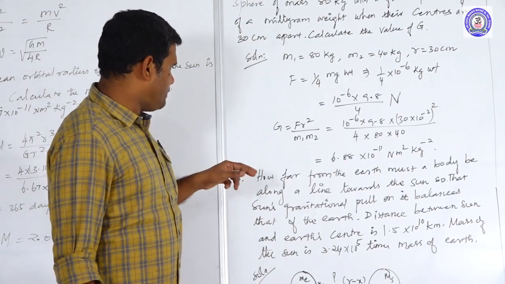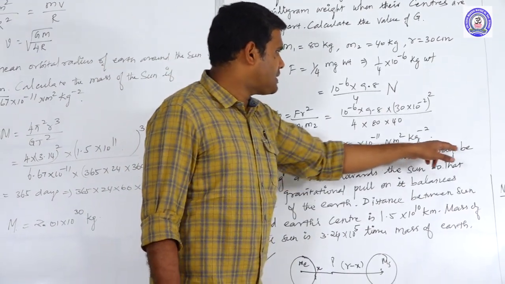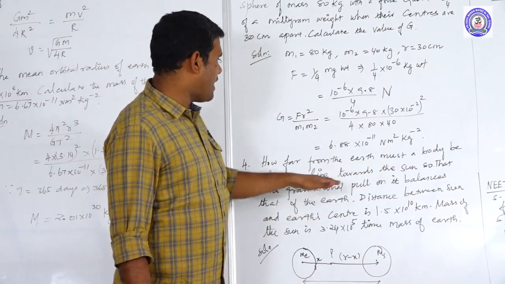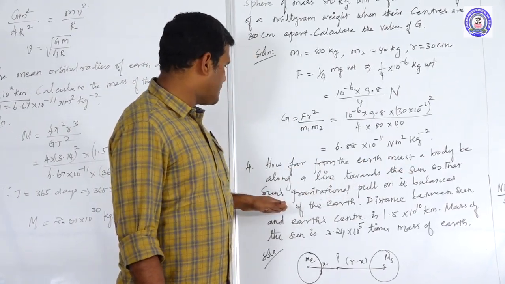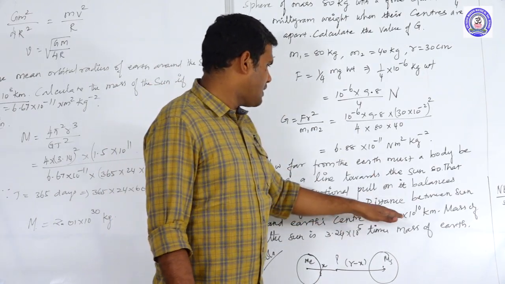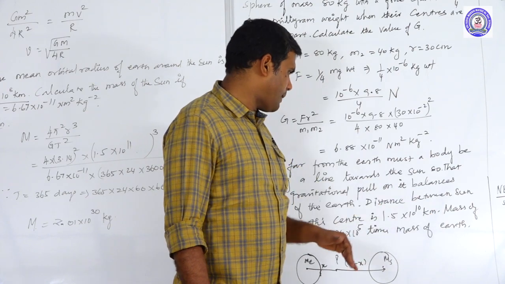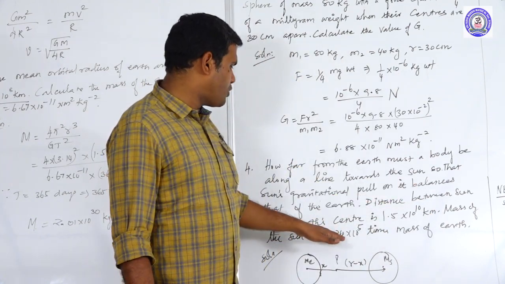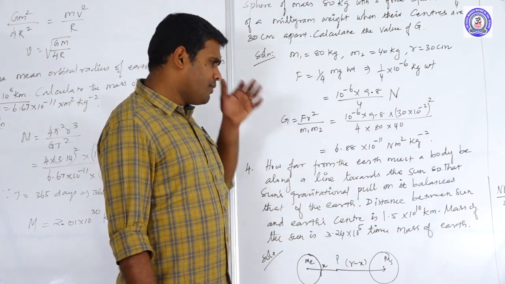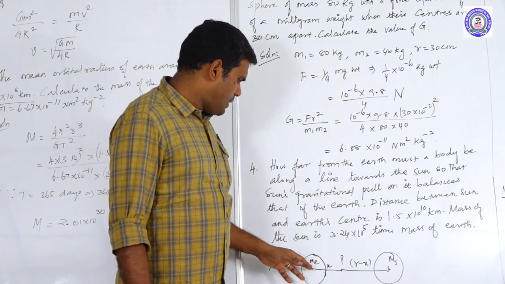Now, fourth one. How far from the earth must a body be along a line towards the sun so that the sun's gravitational pull on it balances that of the earth? Distance between the sun and the earth's center is 1.5 into 10 power 10 kilometer. Mass of the sun is 3.24 into 10 power 5 times the mass of earth. You may understand the question very clearly.